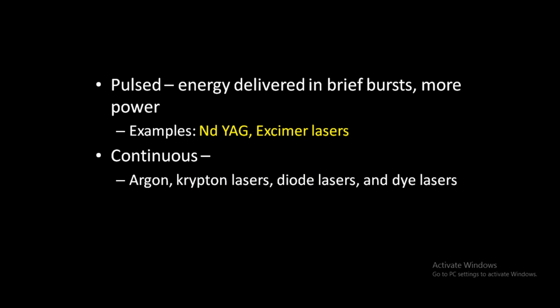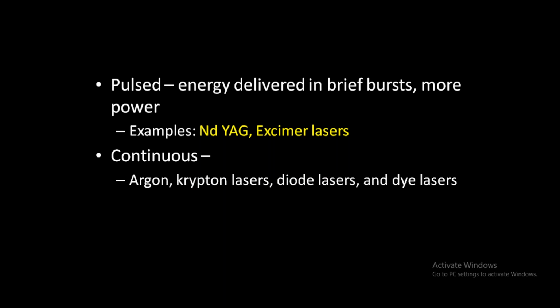Pulsed laser is energy delivered in brief bursts, and it has more power. Examples for that are ND YAG laser and excimer laser. So you give it in the form of shots, whereas continuous laser is not in the form of small shots. It is delivered in a continuous fashion onto the retina.